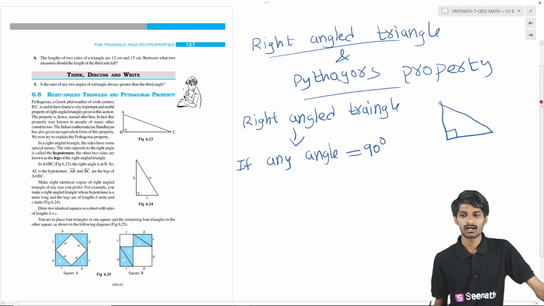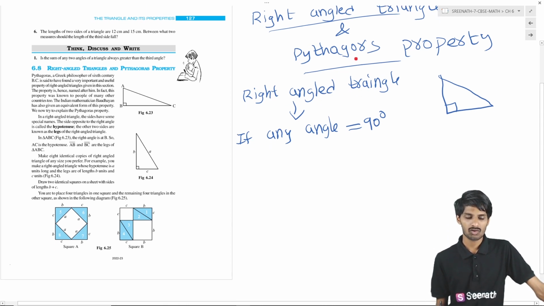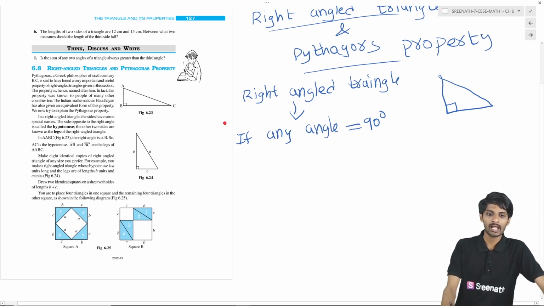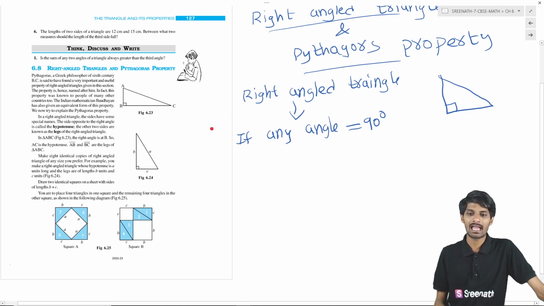So in this triangle, Pythagoras is a Greek philosopher, students, in the 6th century. He is a great mathematician. He has given some property regarding the right angle triangle, students. So it is named after him, that is the Pythagoras property or the Pythagoras theorem, students. So according to this theorem, what is happening, students?